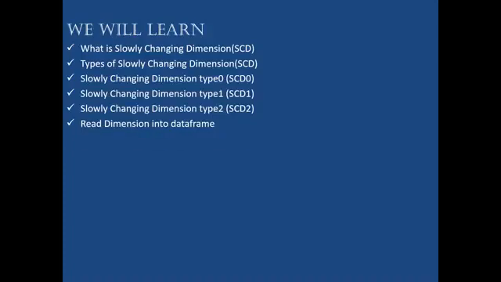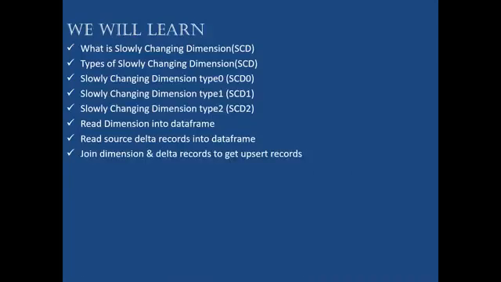Then we'll talk about reading the dimension into a data frame. You know how you can read a file into a data frame. Then read the source delta records into the data frame. Delta records is nothing, again, it's another file. Join the dimension and the delta records to get upsert records. Upsert records means updated records.